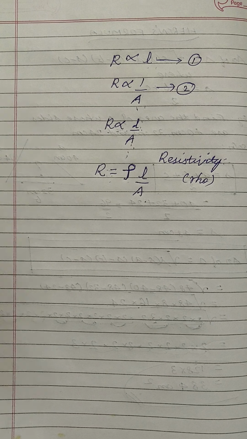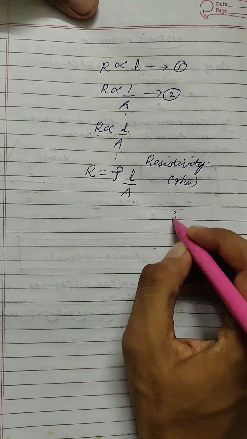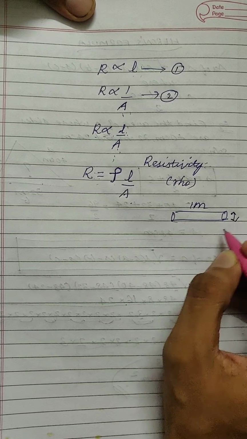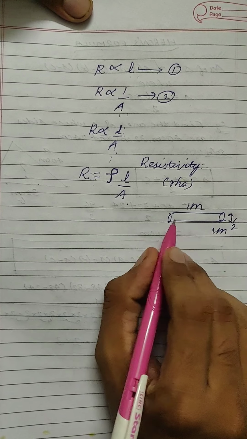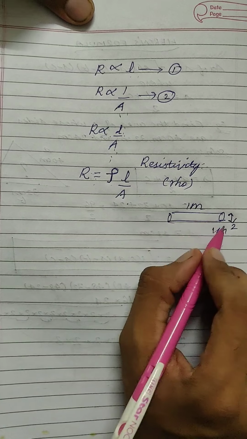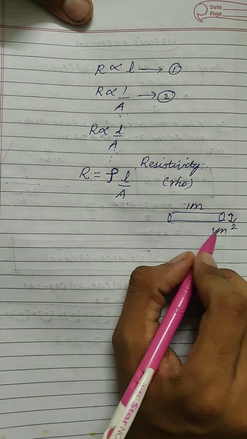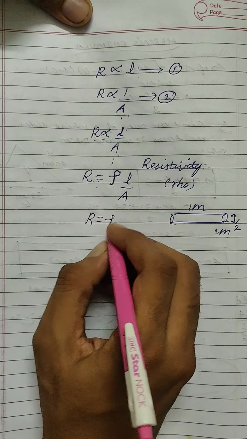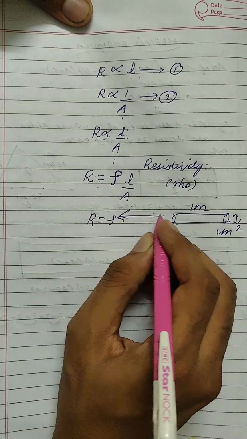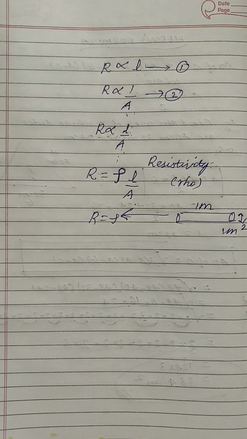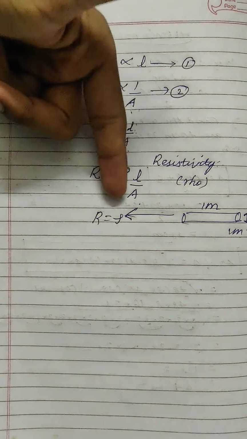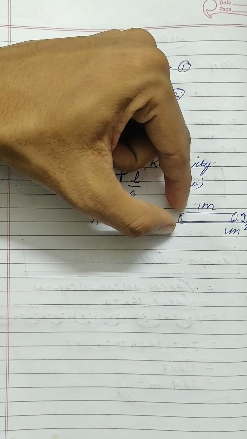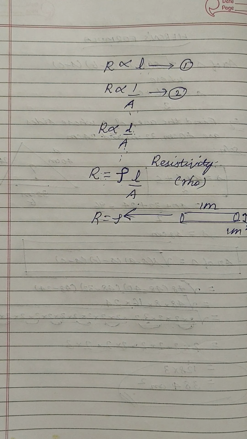But what is resistivity? Suppose the length of the wire is 1 meter and the area of cross section is 1 meter square. Just imagine we have such a wire. Then L and A become 1, so you'll be getting R is equal to rho. Can you understand in such specific cases? So how you can define resistivity is nothing but the resistance when the length is 1 meter and the area of cross section is 1 meter square. That is the definition of resistivity.